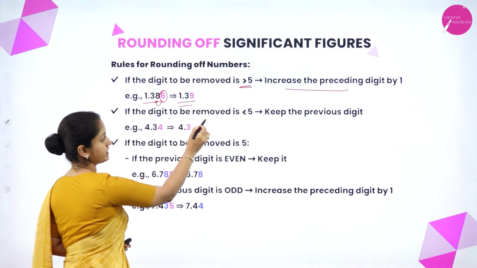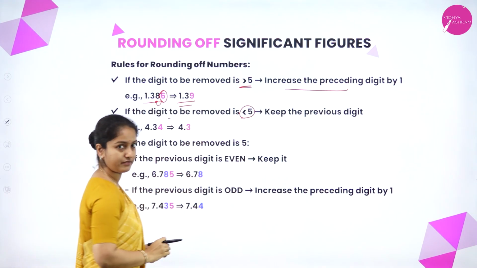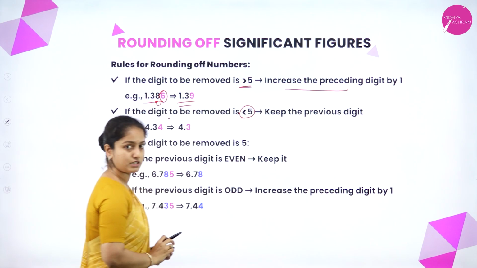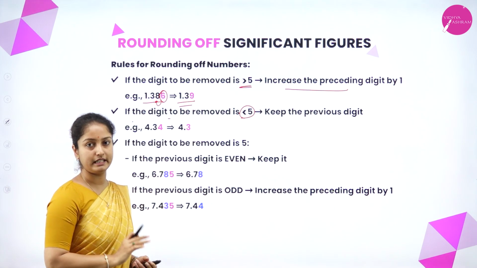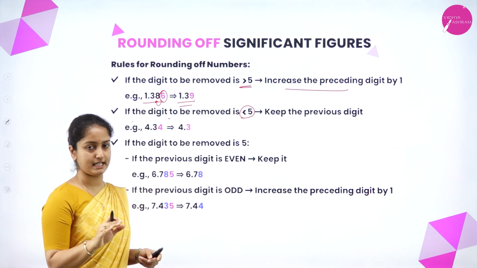If the digit to be removed is less than 5, keep the previous digit. So you're not going to change the preceding digit, you have to retain it as such.